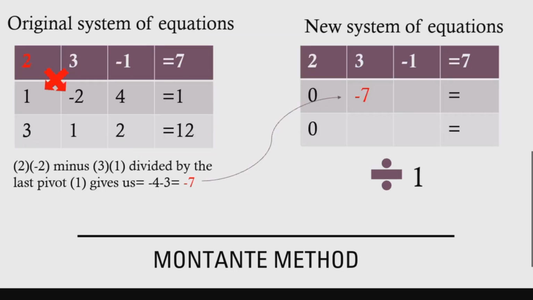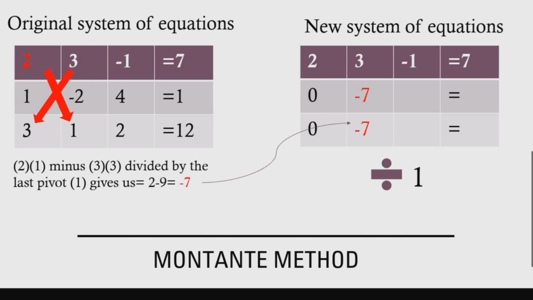Now, in here, we are going to be using the original system of equations to create the new system of equations. In this case, we are going to multiply 2 times minus 2, then subtract 3 times 1 from it, and we are going to divide it by the last pivot, which will be 1. And our answer is going to be minus 7 in this blank space over here. And we are going to do a similar process with all the other blank spaces.